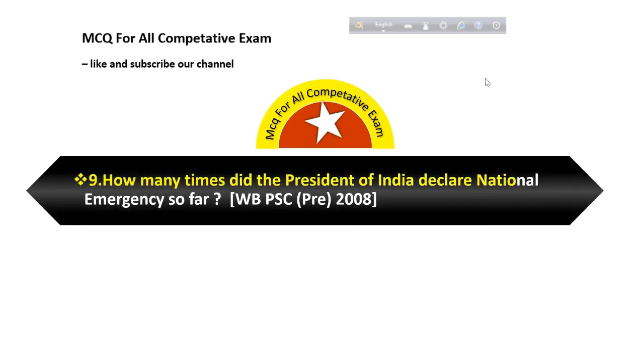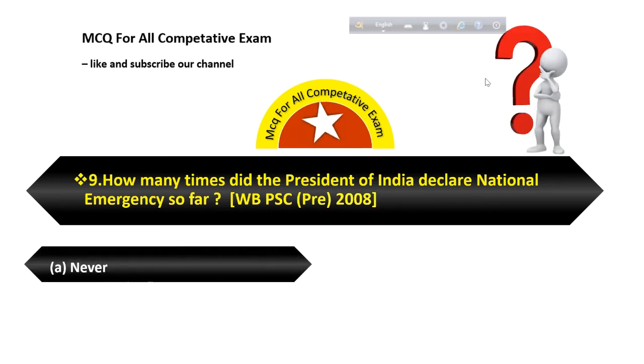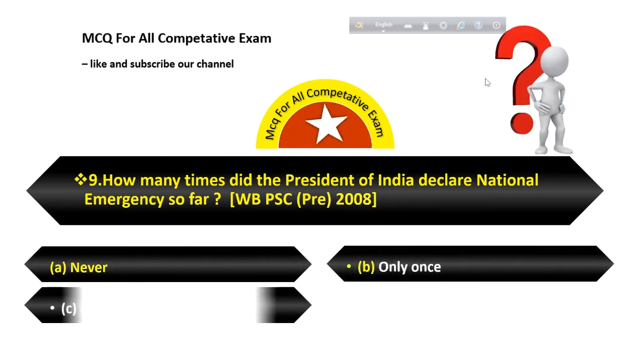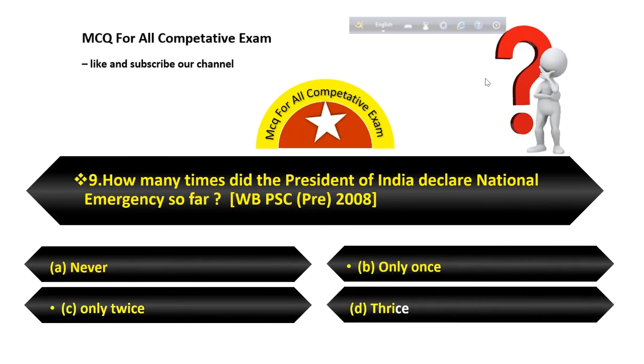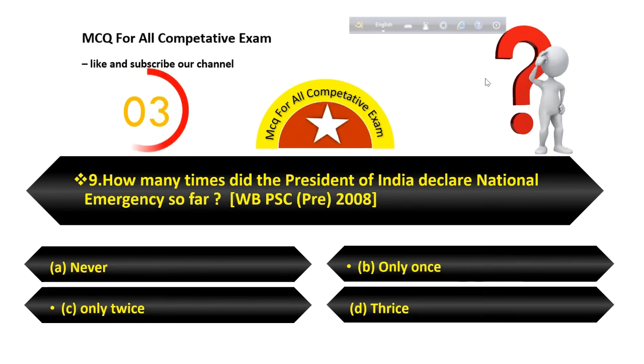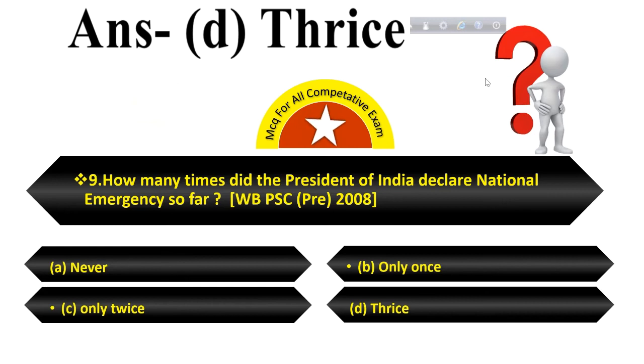How many times did the President of India declare national emergency so far? Option A, never. Option B, only once. Option C, only twice. Option D, thrice. Answer is thrice.